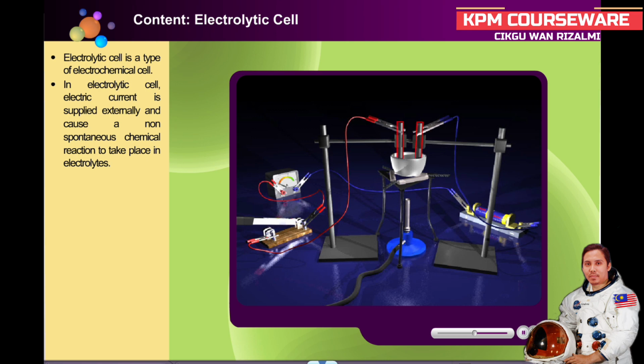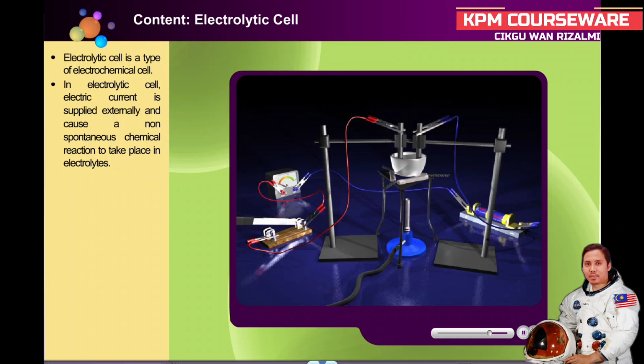Now, look closely at these carbon rods. In this setup, each carbon rod has its own name. Do you know what they are called? Both carbon rods are electrodes. The one attached to the negative terminal of a battery is called cathode, and the one attached to the positive terminal of a battery is called anode.